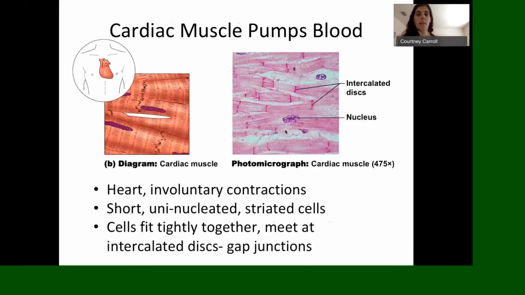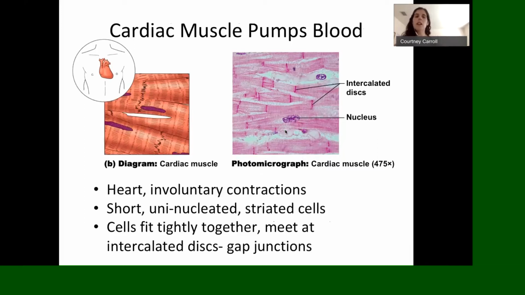Our cardiac muscle functions to pump blood. So our heart is made of cardiac muscle, and these are involuntary contractions. You don't think to yourself, contract, contract, contract. Your heart just pumps, it just does it, which is great. You're able to sleep this way. And so we say that the heart is an involuntary muscle.